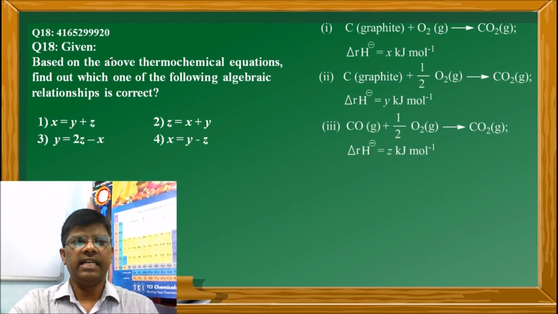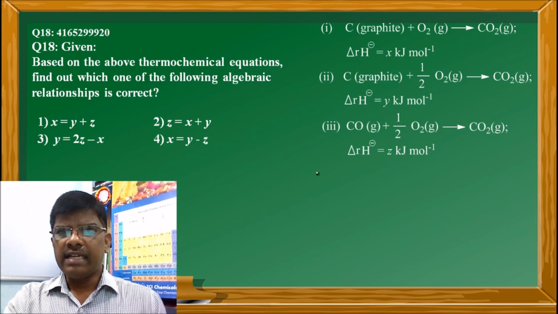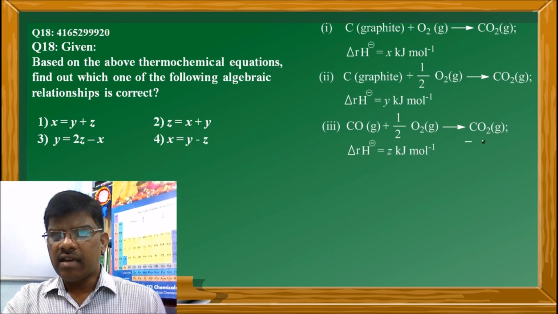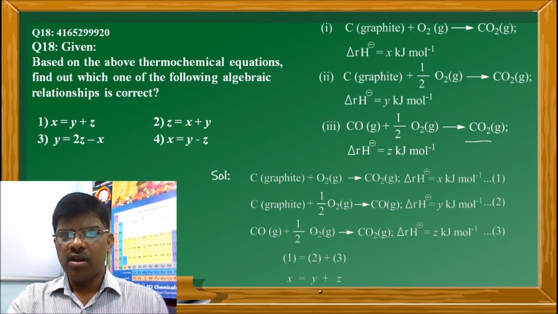Next, question number 18. Based on the above thermochemical equations, find out which one of the following algebraic relationships is correct. Yes friends, they have given 3 equations: C graphite plus oxygen gives carbon dioxide, delta H equal to X kilojoules; C graphite plus half O2 gives carbon monoxide, delta H equal to Y kilojoules; and carbon monoxide plus half O2 gives CO2, delta H equal to Z kilojoules. Dear friends, we can write this equation. In all three equations we are going to get carbon dioxide. Let us write: equation 1 is nothing but 2 plus 3. X is equal to Y plus Z.